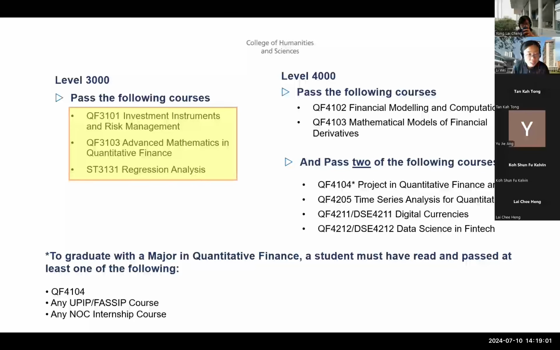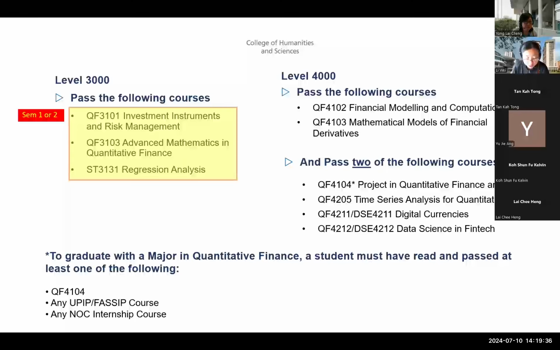Next, QF 3103, Advanced Mathematics in Quantitative Finance. It covers mathematical tools and theories required for various financial applications, including differential equations, numerical partial differential equations, optimizations, etc. This course is offered in semester 2 only.